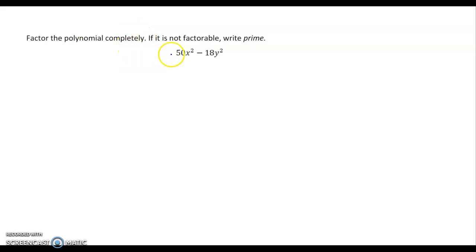Factor the polynomial completely. If it is not factorable, write prime. First thing we want to do every time we're factoring is we want to see if there's a greatest common factor that we can factor out. Well, I can see these are both even, and so I'm going to try to factor a 2 out. So if I factor a 2 out, 50x squared divided by 2, I get 25x squared. 18 divided by 2, I'll get minus 9y squared.